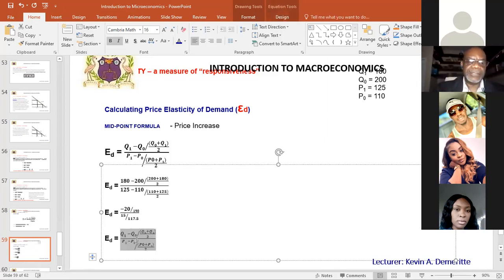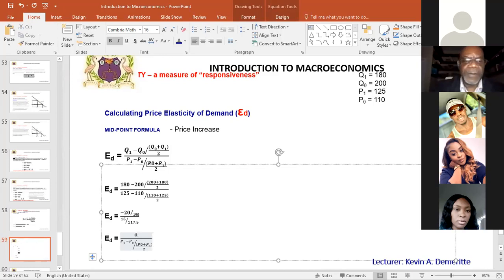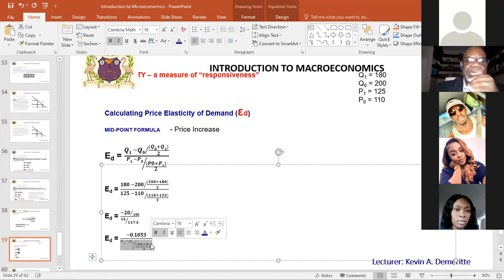Let's take this out. What's 20 divided by 190? It's going to be a negative number. Negative 0.1053. All right, and on the bottom I have 15 divided by 117.5.